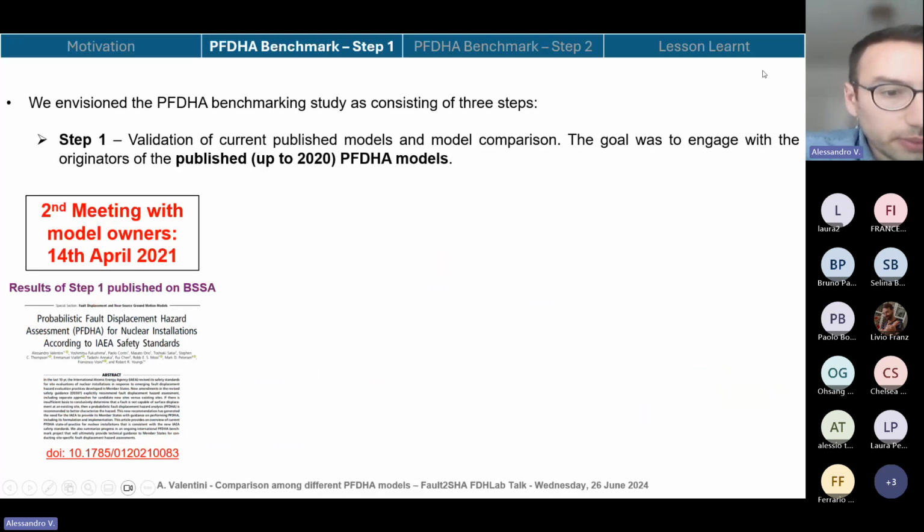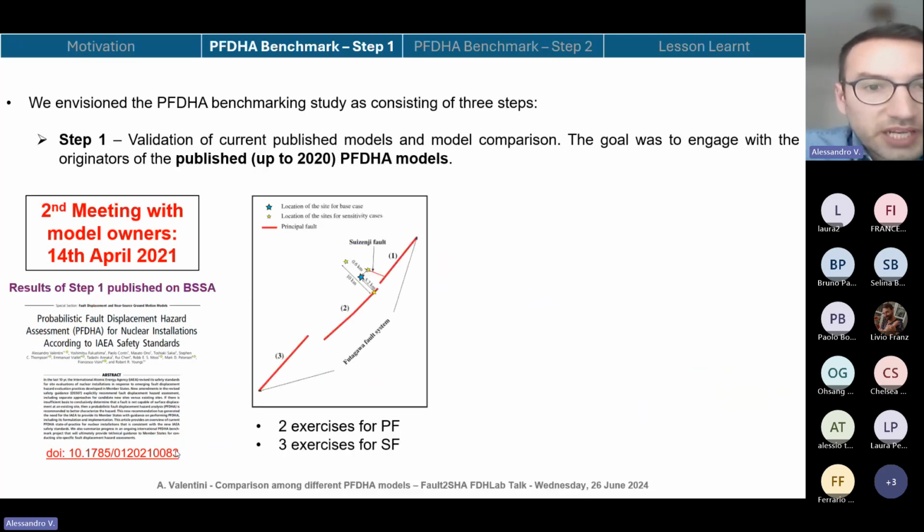Also, you can find the paper online, but maybe it's not an open journal. If you have any trouble downloading the paper, you can also email me and I can share it with you. And briefly, I will show you the main results of step 1.